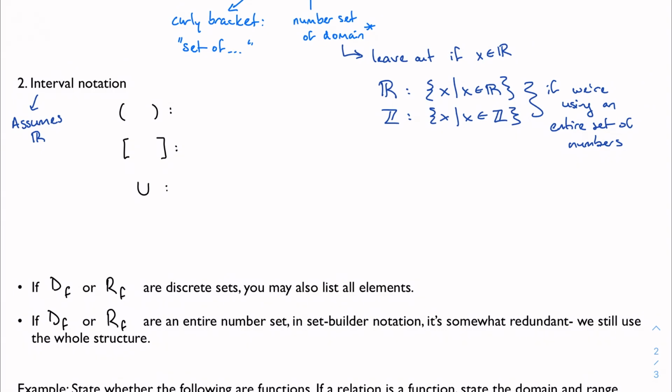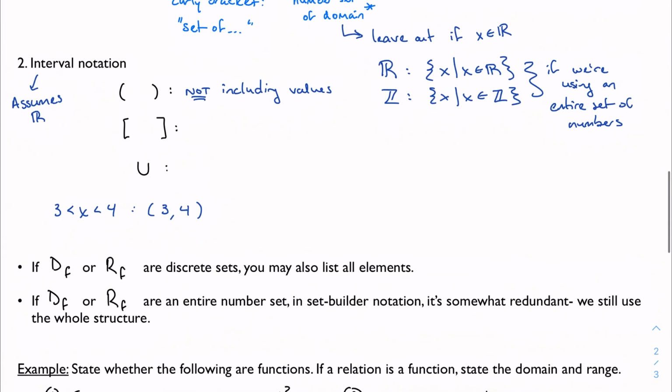My open bracket or my parentheses implies that we're not including the value. Right, so for example, if I said 3 less than x less than 4, I can just write this as 3 comma 4 with the parentheses to tell me I'm not including those. With my closed brackets, that means that we are including them. Right, so if I were to change these to less than or equal to, they just turn into brackets.